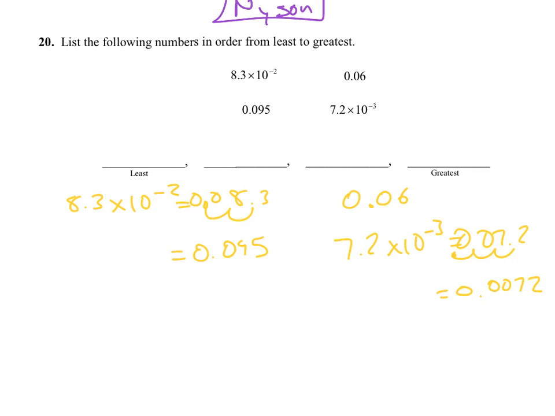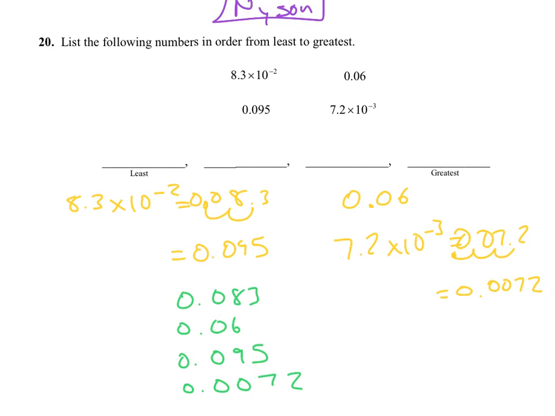Since we're comparing decimals, one thing you might want to do is stack them and line up the decimal point. I'm going to go ahead and do this in green. So we've got 0.083, 0.06, 0.095, and 0.0072. Now, out of these, which is the smallest?